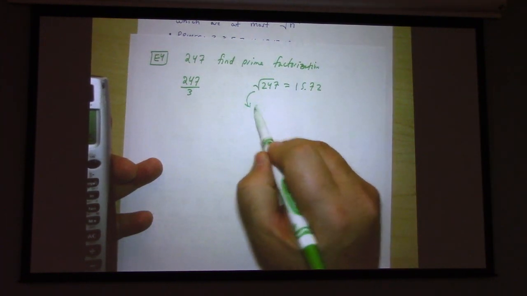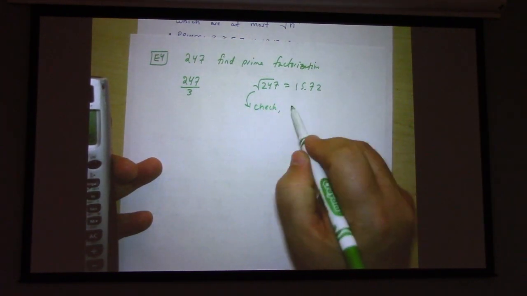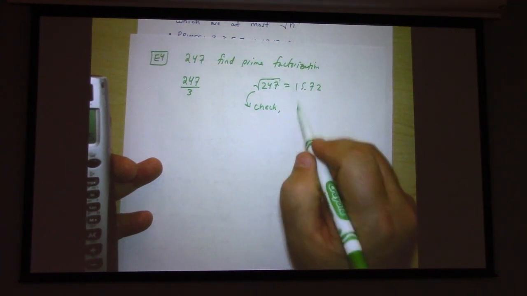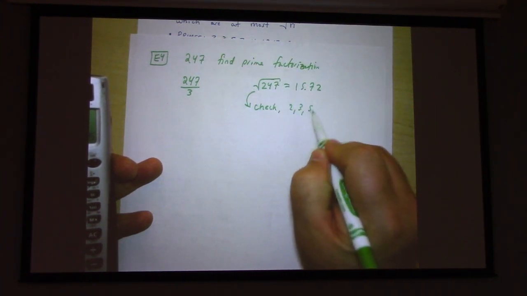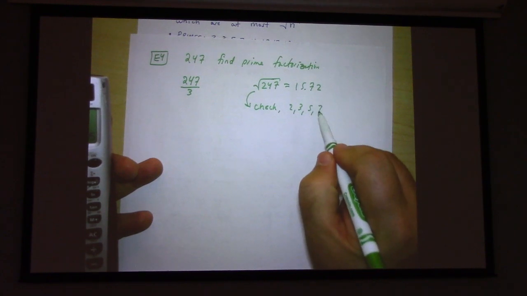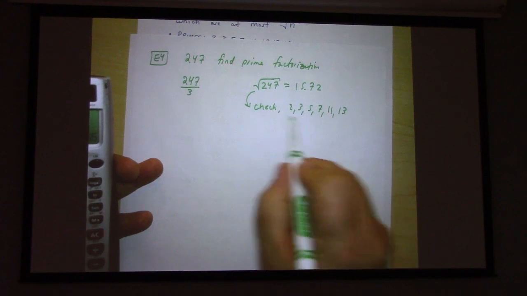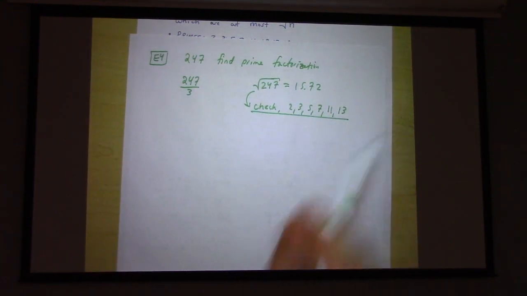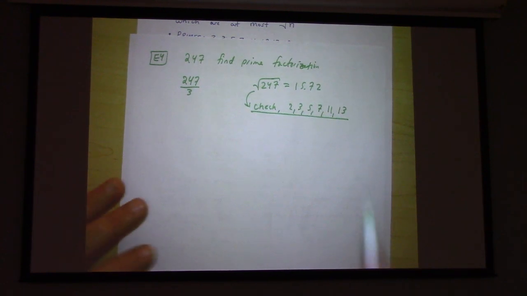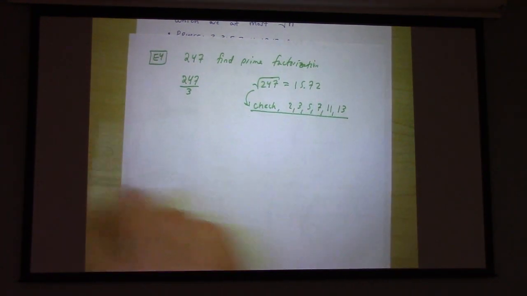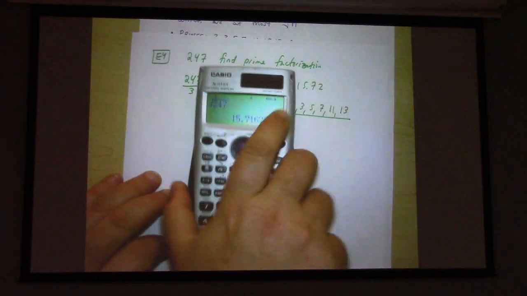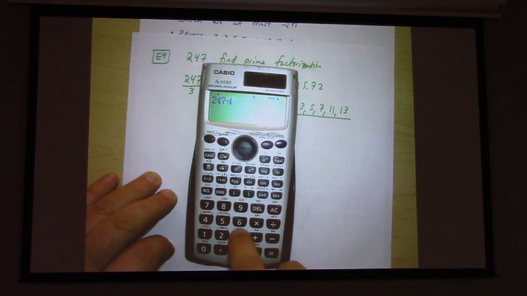That means we need to check on what? We just need to check 2, 3, 5, 7, 11, and 13, right? So if it has a prime factor, the smallest prime factor has to be one of these guys. All right? So 2 is out, right? Let's see here. How about 247 divided by 3? What happens with that?